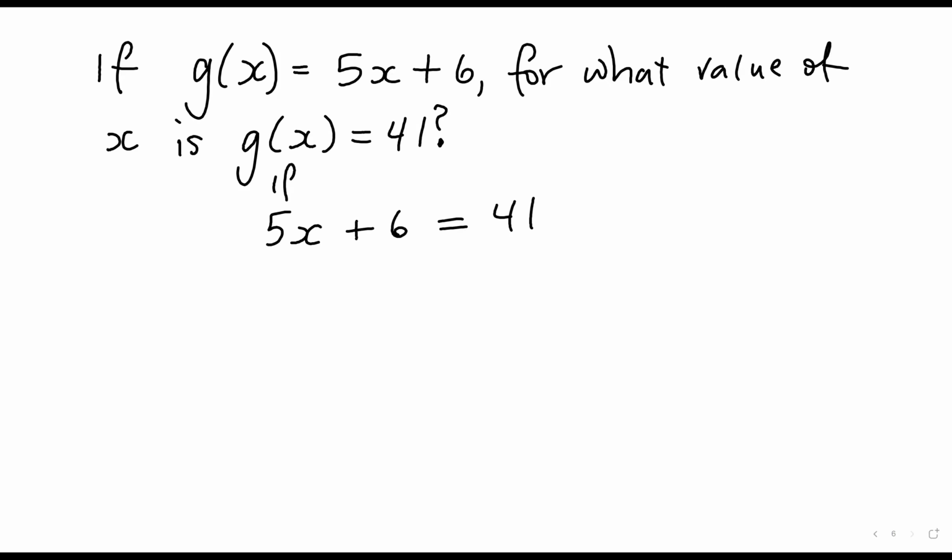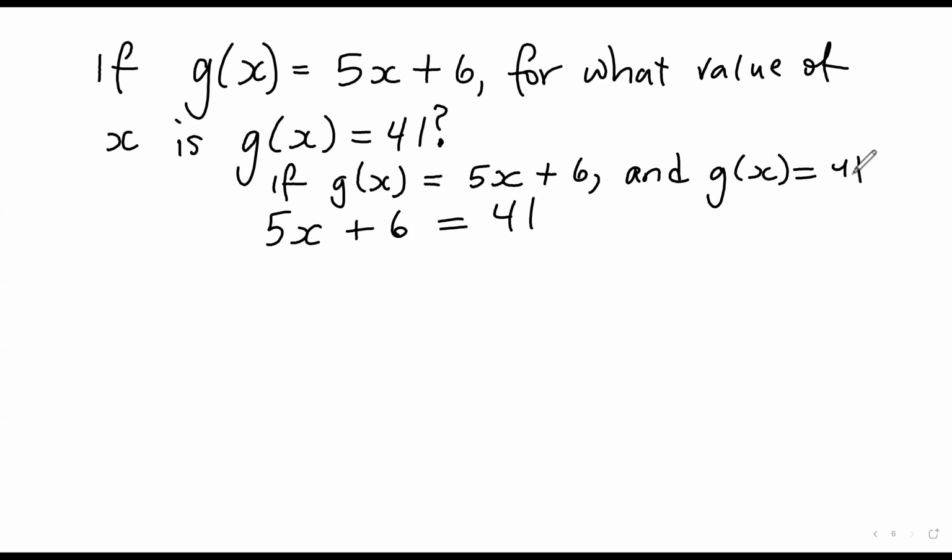So if g of x is equal to 5x plus 6 and g of x is 41, then it means that 5x plus 6 is equal to 41. So let's find out for what value of x will I get 41 for g of x. All I do, girls, is I solve for x in this equation.